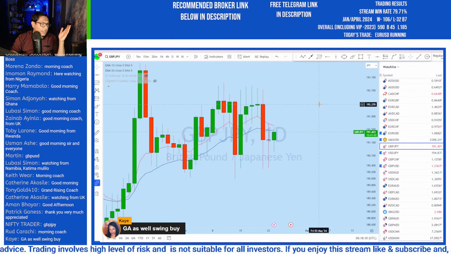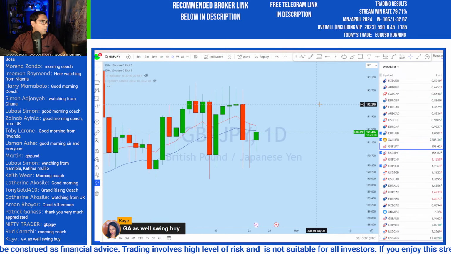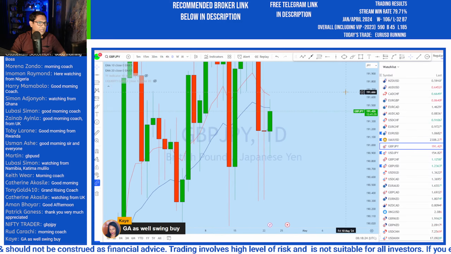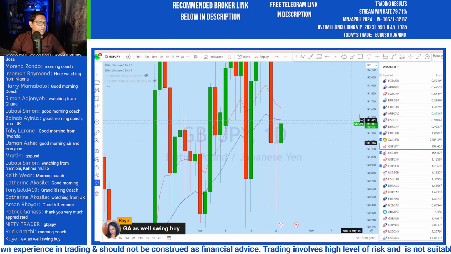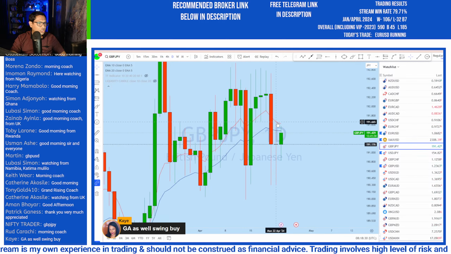Now, if we look at the daily chart on Gbpusd, what we can see is that this is the daily support level, and the previous day there is a doji here.